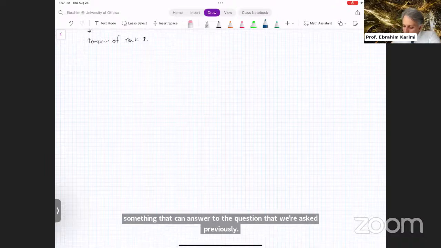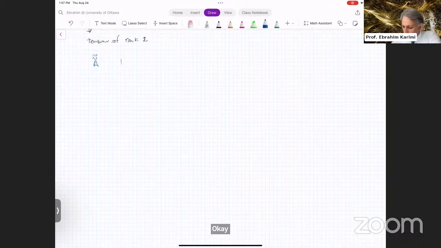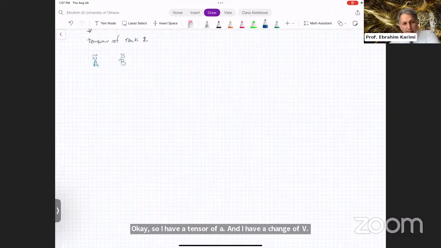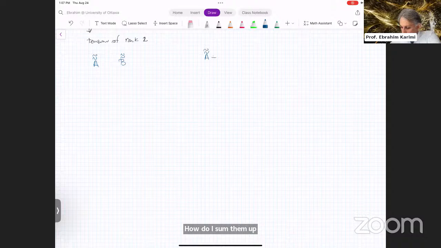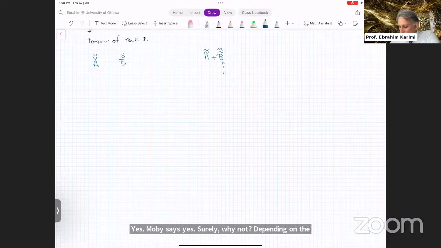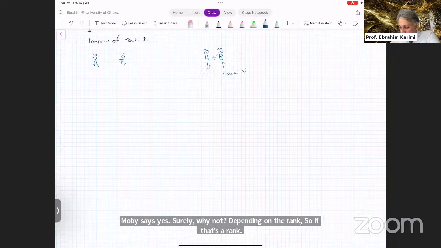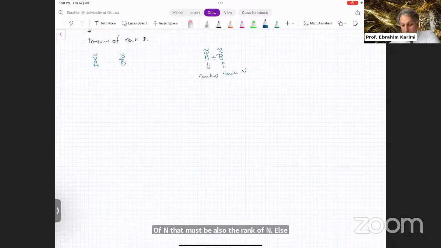So I have a tensor A and a tensor B. How do I sum them up? A plus B. Can I sum them up? That's the question. I'm looking at the Q&A. Yay or nay? Yes, Mobin says yes, surely, why not? Depending on the rank, Isa says correctly. If A is of rank n, B must also be of rank n, else you cannot sum them up.